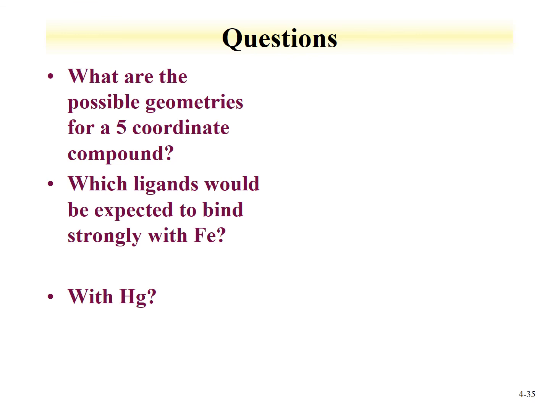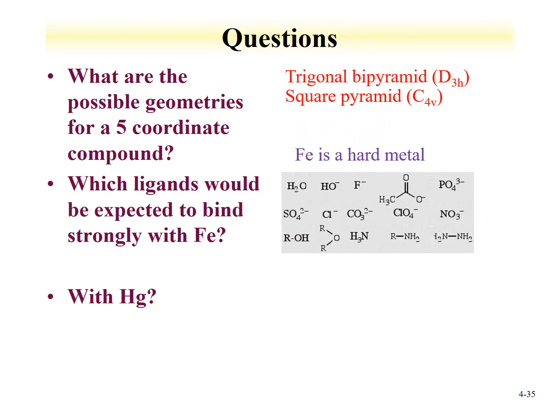Some questions you should be able to answer based upon this lecture are shown here. For example, what are the possible geometries for a 5-coordinate compound? Two of the answers shown here: trigonal bipyramid, or D3h, or a square pyramid, C4v. Which ligands would be expected to bind strongly with iron?